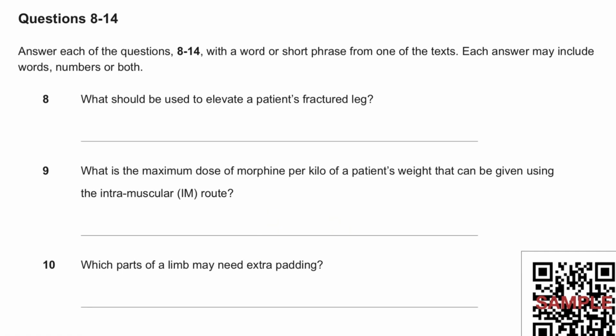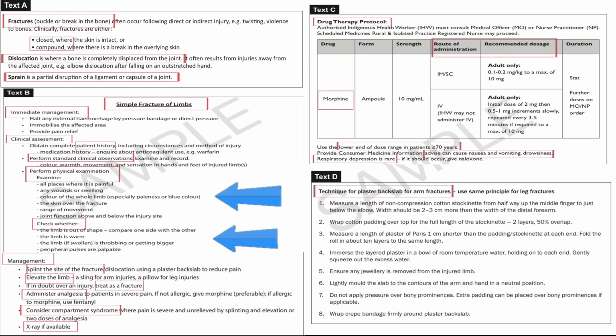Question 8. What should be used to elevate a patient's fractured leg? So keywords are elevate a patient's fractured leg. So when we look at the extracts, based on the keywords, we would know that we need to go to text B because text B talks about simple fractures of limbs. We would not go to text A because text A is about the definition of types of fractures, not text C because it's about drug therapy protocol, and definitely not text D because it's about plaster backslab technique.